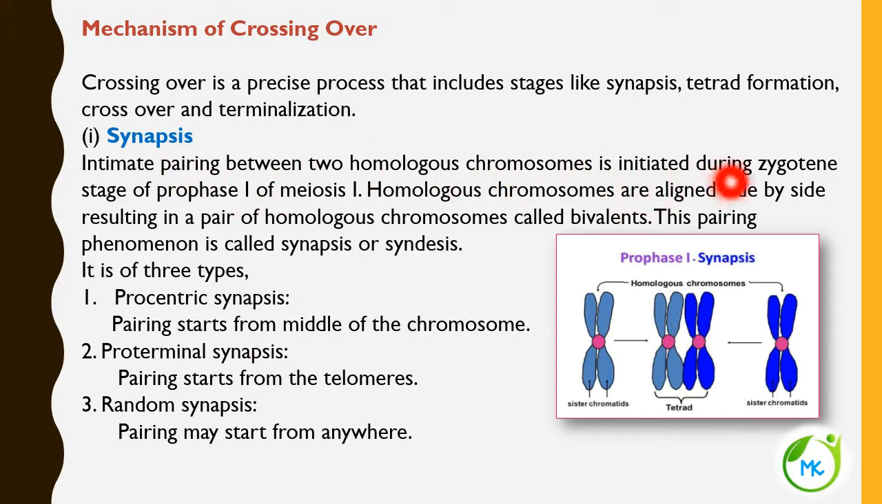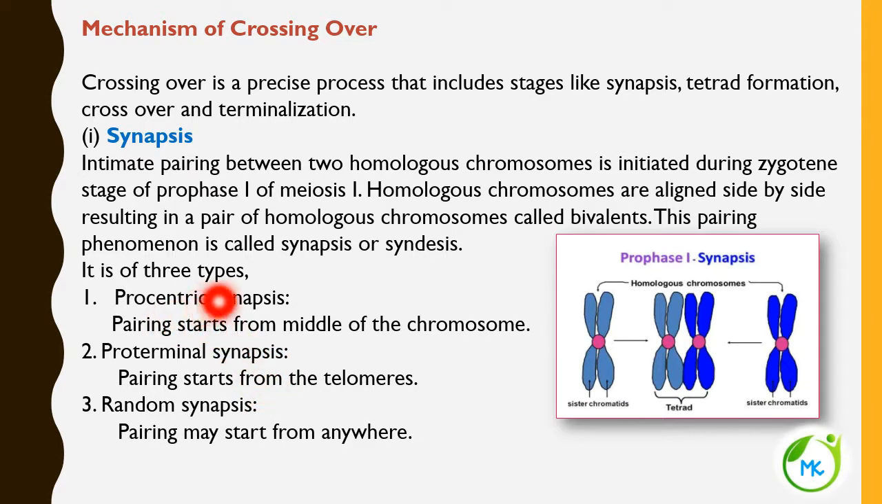Synapsis will take place during the zygotene stage of prophase 1 of meiosis 1. The homologous chromosomes come close to each other and are aligned side by side, resulting in a pair of homologous chromosomes called bivalents. This pairing of the chromosomes is referred to as synapsis or syndesis. In synapsis itself there are three types: procentric synapsis, proterminal synapsis, and random synapsis.